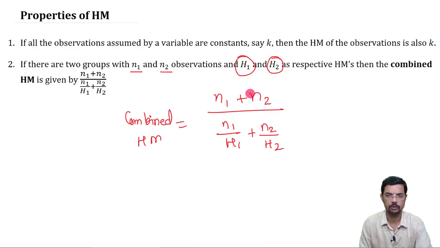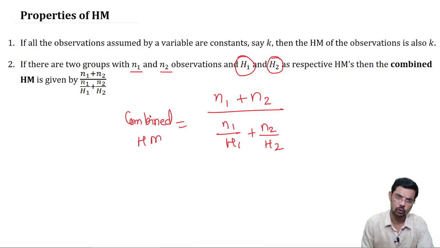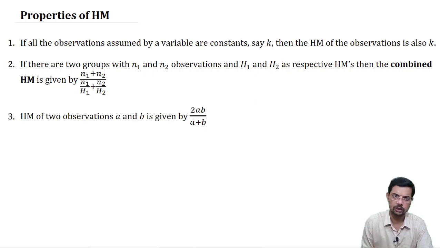That is, n1 plus n2, the total number of observations in both the groups, divided by n1 by h1 plus n2 by h2. It's a simple formula, and we shall understand it while solving problems. Okay, those are the properties of HM.